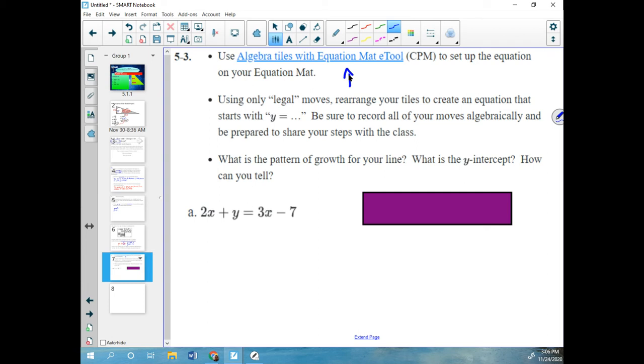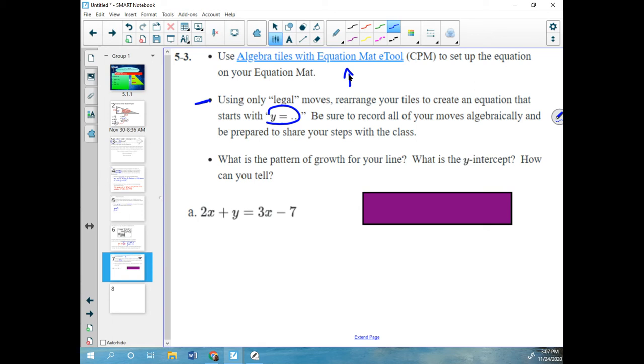We're going to do part of it today. We're going to finish it tomorrow, okay? And basically what we're going to do is the same thing we did, okay? Using only legal moves, rearrange your tiles to create an equation that starts with y equals something. Be sure to record all of your moves algebraically and be prepared to share your steps with the class. What is a pattern of growth in your line? What's the y-intercept and how can we tell?